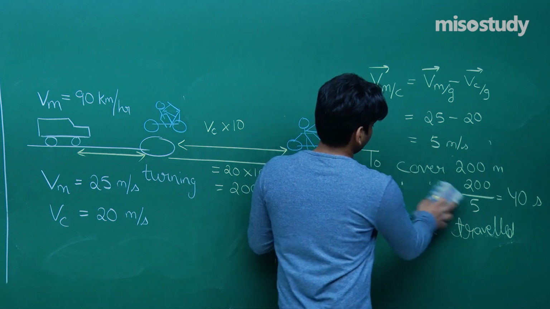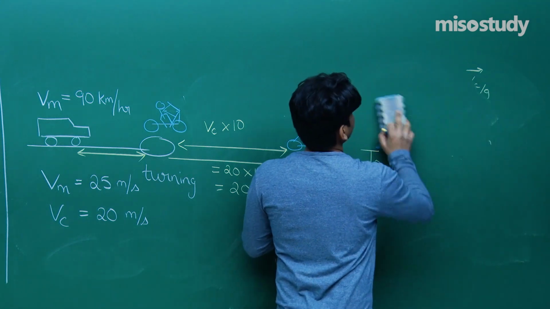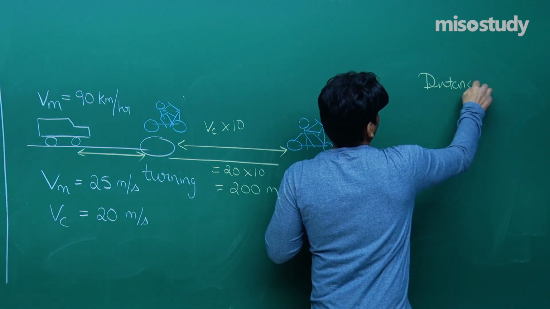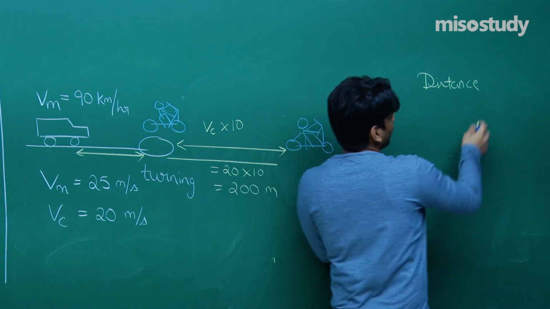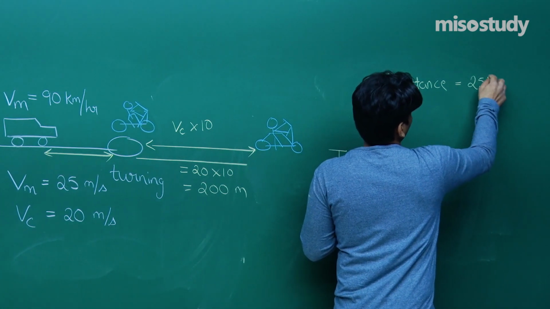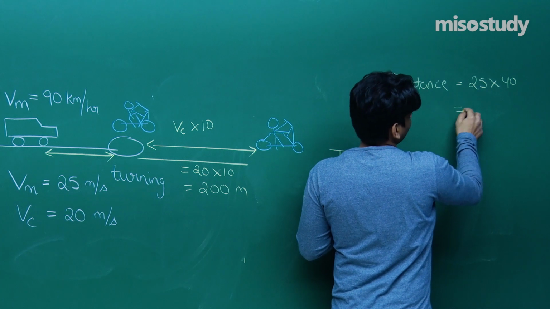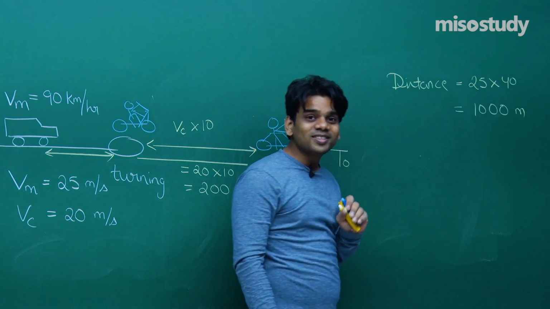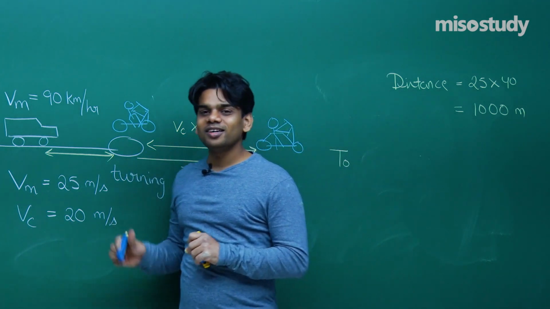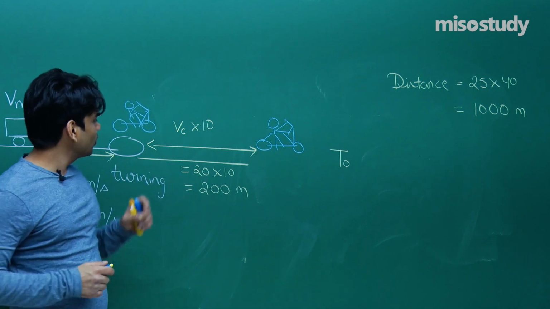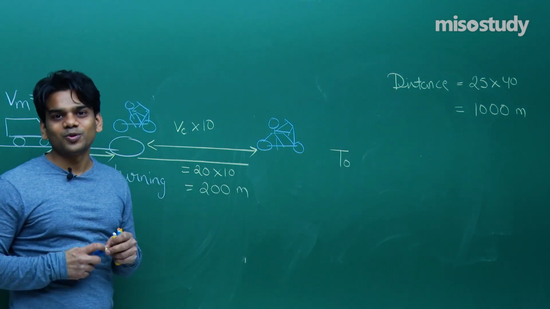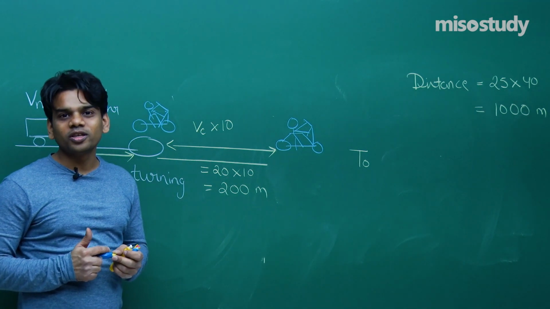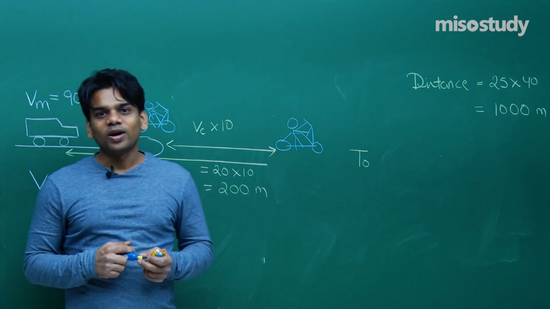Let me use directly distance traversed, that will be equal to speed of policeman, that is 25 into time, that is 40. So 25 into 40, that is 1000 meter. So from the turning, the policeman would have traveled 1000 meter, that is 1 kilometer, to hold the thief, that means to catch the thief. So this is your answer. In total, to hold the thief from the turning, the policeman has to travel 1 kilometer.